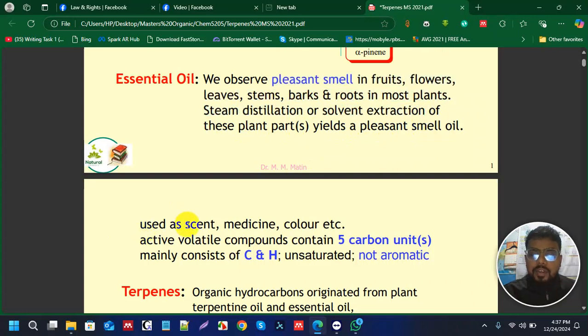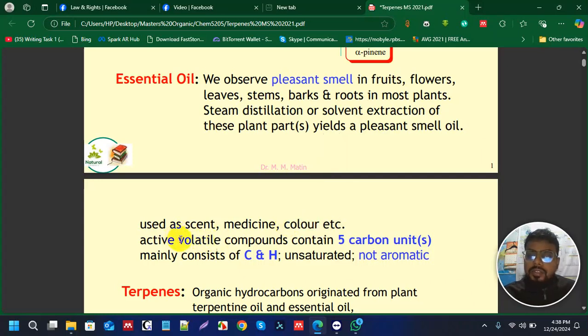Used as a scent, we know that there are lots of perfume industries that use this essential oil for manufacturing scent, and many pharmaceutical industries in our country use this essential oil for synthesizing medicine, or different kinds of dye industries use this essential oil to produce color or different kinds of dye.